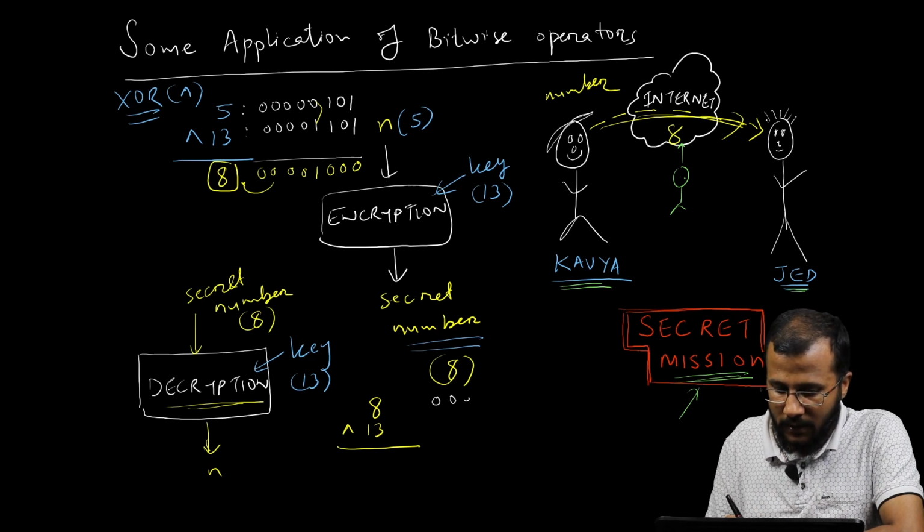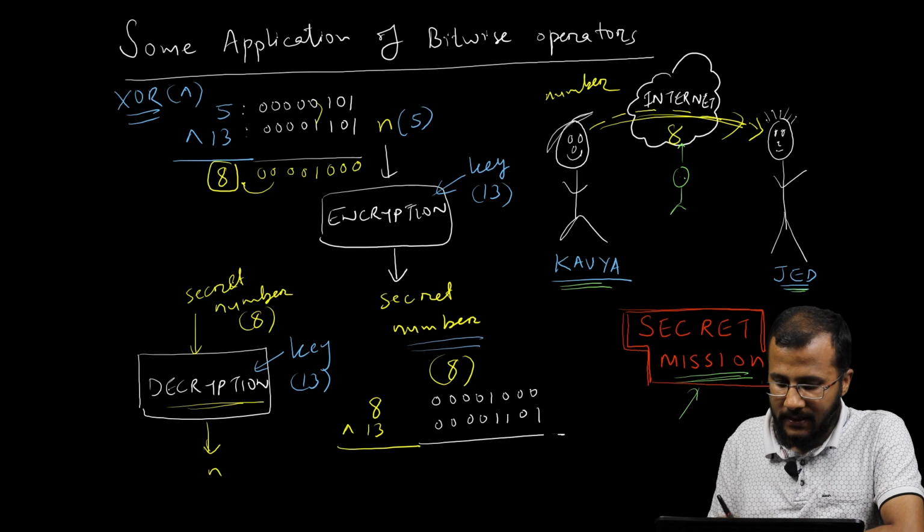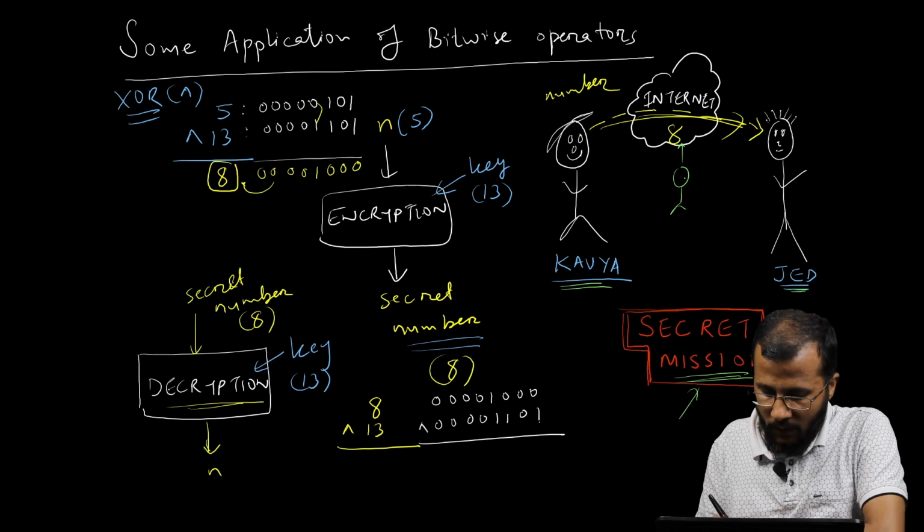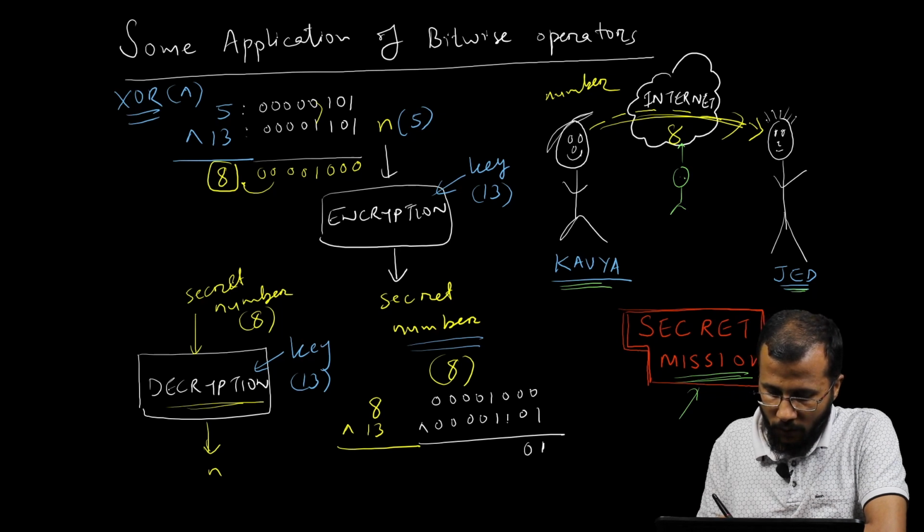It is 0 0 0 0 1 0 0 0. And what is 13? It is 0 0 0 0 1 1 0 1. And Zed is going to apply the XOR operator here, and let's see what is the output. It is 0, and 1 and 1 is 0 because they are different, 0 0 0 0 0 1 0 1, and all these bits are 0.